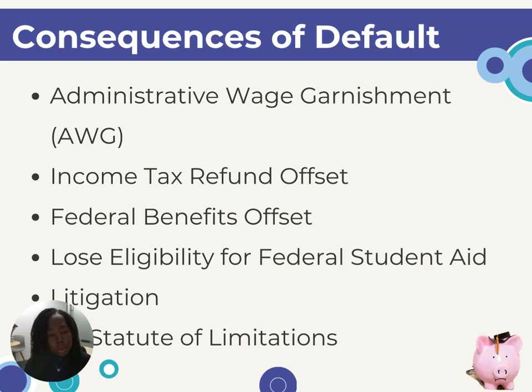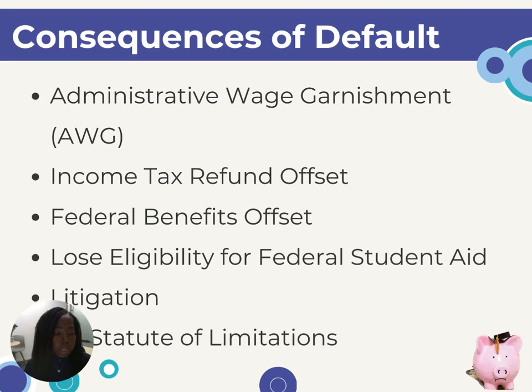The other consequences include income tax refund offset, meaning the IRS will send your refund to the Department of Education and apply it to your defaulted student loan. Federal benefits offset, and that includes Social Security benefits. They can garnish up to 15% of your Social Security. You also lose eligibility for federal student aid. So, if you are still working on your degree and you are looking to take out more loans, you will not be eligible if your loans are in default.